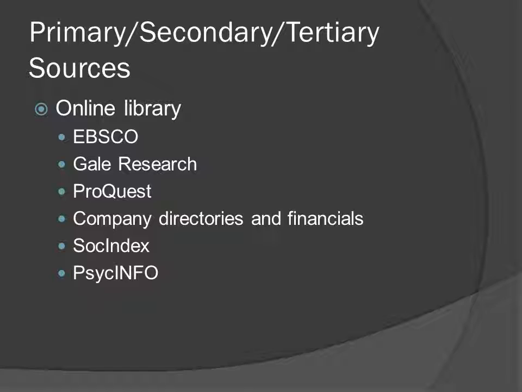Some primary, secondary, or even tertiary sources might be the online library. EBSCO is another one, Gale Research, ProQuest, company directories, SocIndex, PsycInfo, and even though it's not on here, Library of Congress has awesome information from primary documents, in other words, the documents that were written, the original documents, and also oral histories. So that's a great source to look at.